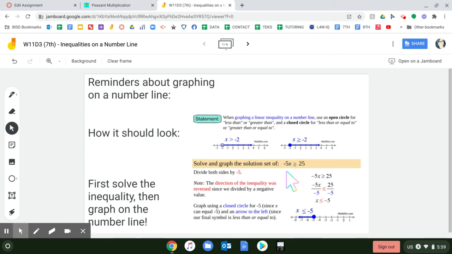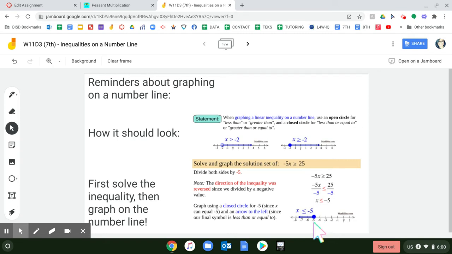In our examples and our problems that we're going to do today, you're actually going to solve the inequality first. So in this situation, we would divide both sides by -5. Remember, if we are multiplying or dividing by a negative number, that is going to cause us to flip our sign to keep it true. So we start with -5x is greater than or equal to 25. We divide both sides by -5. And when we do that, that's when we flip the sign. And so now x is less than or equal to -5.